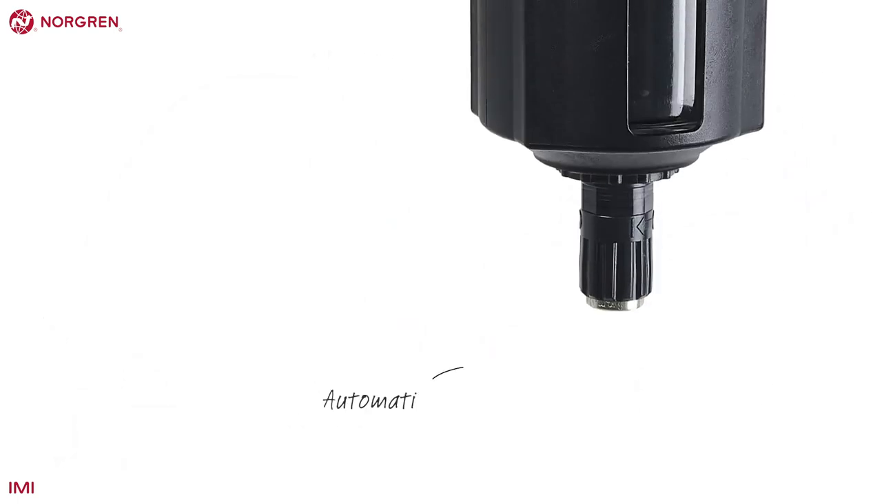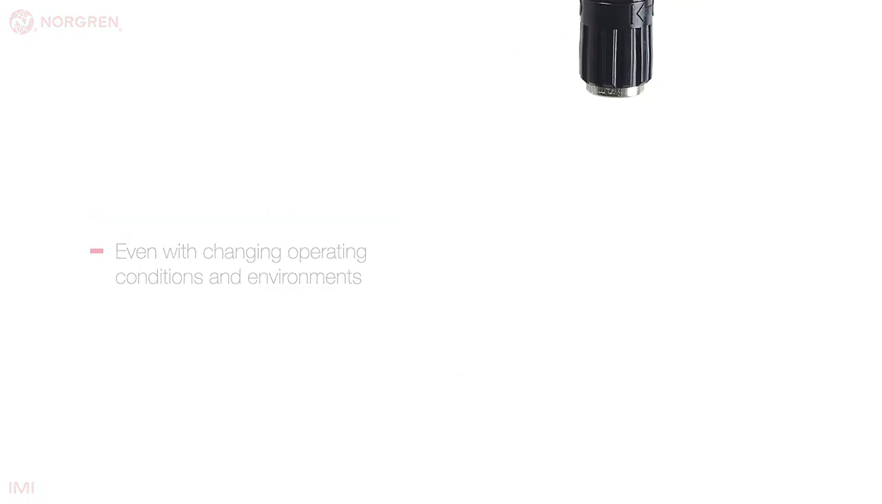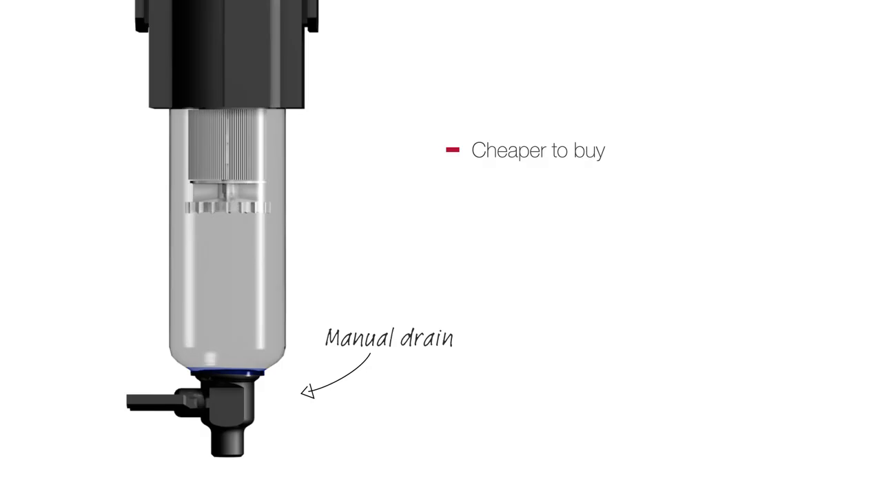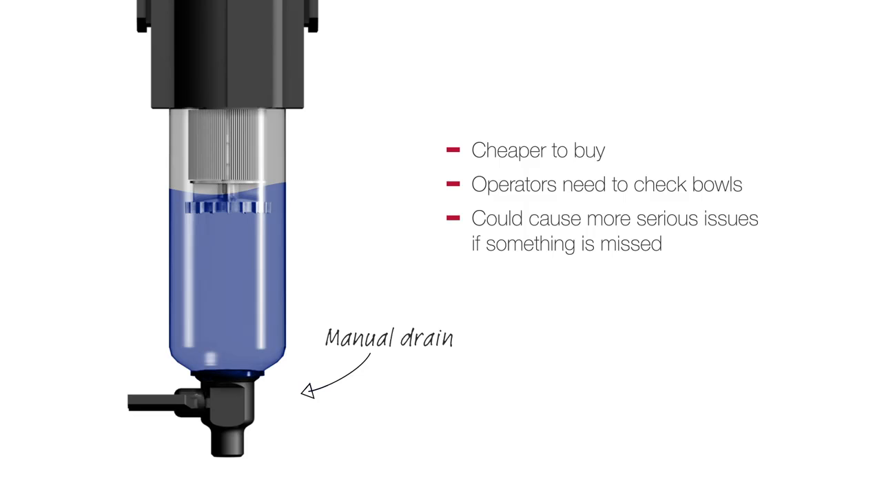Automatic is usually the best option. It means the filter can be left without constant monitoring, even with changing operating conditions and environments or seasonal changes. Although manual drains are cheaper to buy, they may not be a more cost-effective solution, as operators will need to remember to check bowls, especially if something changes upstream, for example. This time clearly costs money, but if something is missed, it could cause more serious issues.